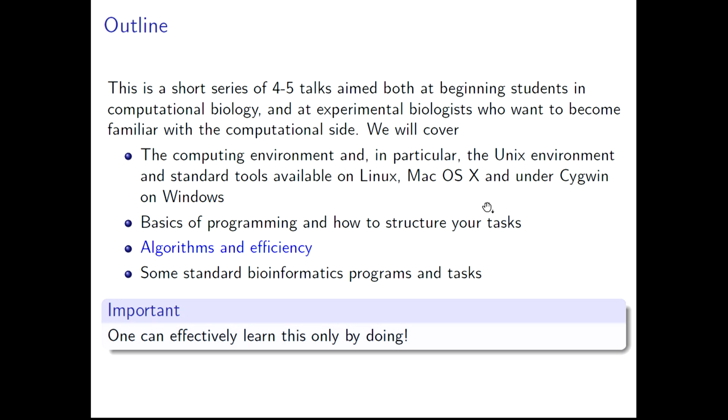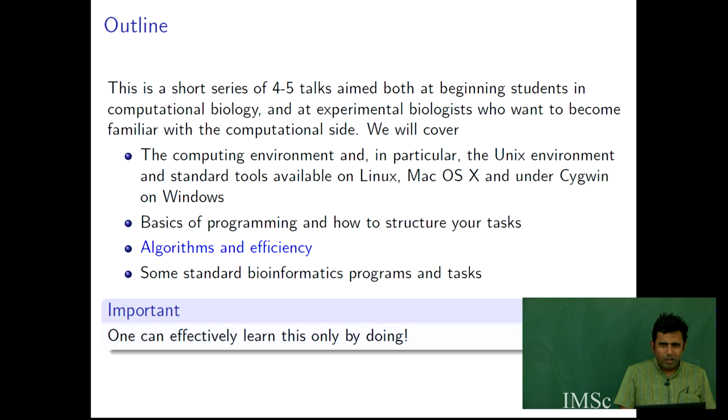Today we'll be talking about algorithms and efficiency. And to repeat what we said the last 2 times, one learns this only by doing. In particular, algorithms is typically a whole semester course in computer science, and we're just giving a very rough overview. The point of algorithms is to understand how to do something efficiently, and we'll be talking about a few standard algorithms here. One side of it is to implement them yourself, but the other side is, if you're given a new task that nobody has done before, can you think of a good way to do it?